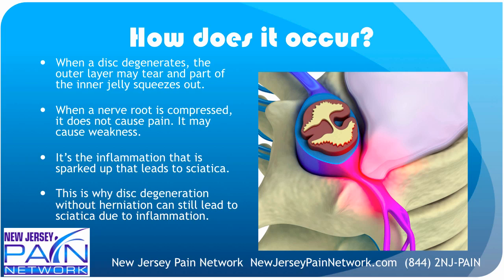How does it occur? Well, when a disc degenerates, the outer layer may tear and part of the disc can squeeze out. That pushes on a nerve. It actually doesn't cause pain just from that, but it's the inflammation that gets sparked up that leads to sciatica pain. So if this doesn't herniate and you have, let's say, a disc tear, and that's painful and inflamed, that actually can cause inflammation in this whole area. So you're not even pinching it, but it's still causing sciatica.